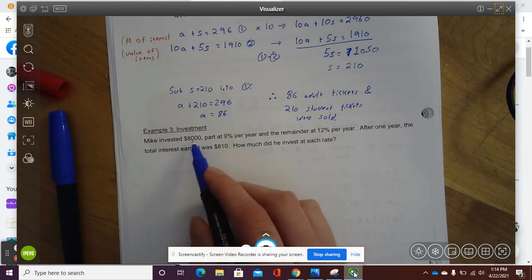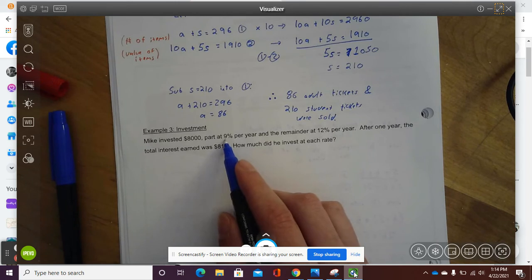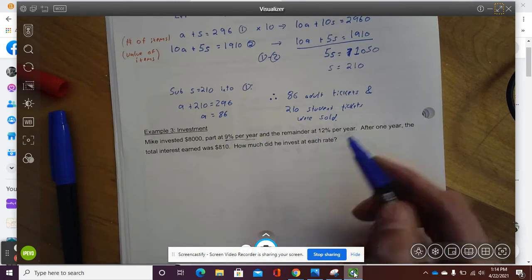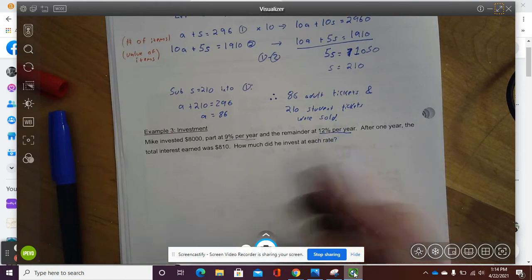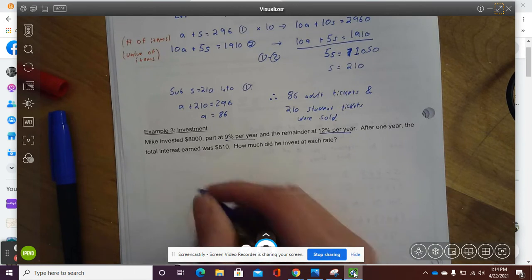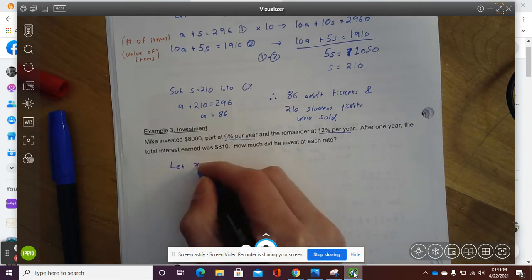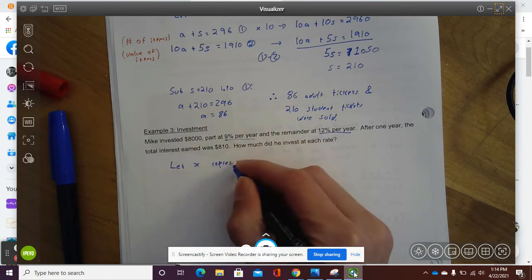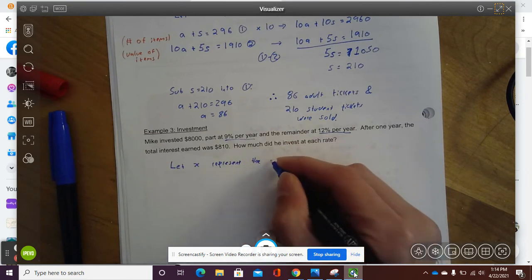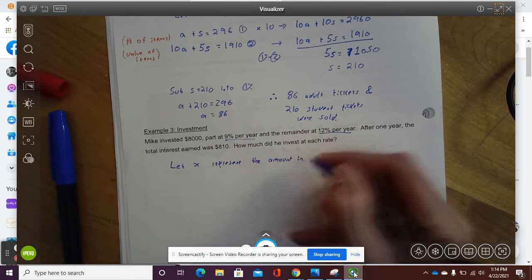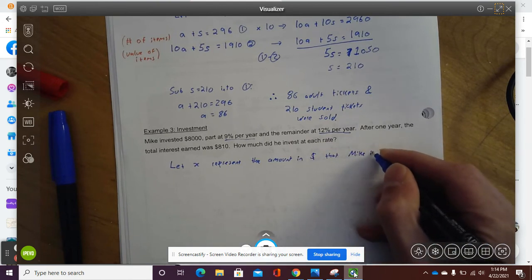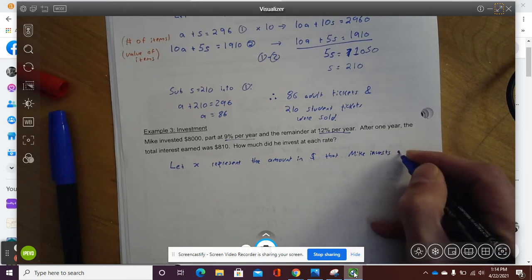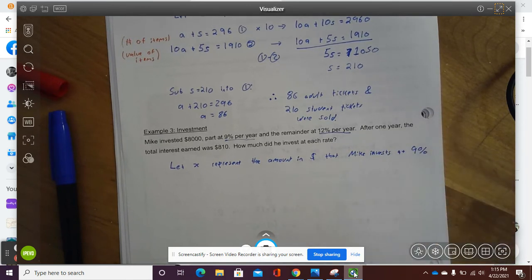So Mike's investing $8,000 into two accounts. One account is paying 9% per year, and the other account is paying 12% a year. If you're saving money, you want higher interest. One account's better, but for whatever reason, he's splitting up his money. So we can say, let X represent the amount in dollars. It's always nice to include our units. So let X represent the amount in dollars that Mike invests at 9%. So that's how much he's putting into that first account.